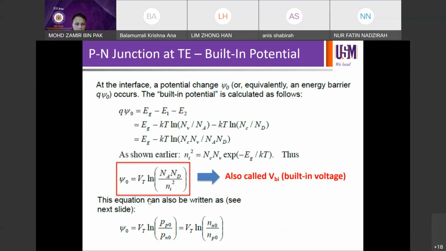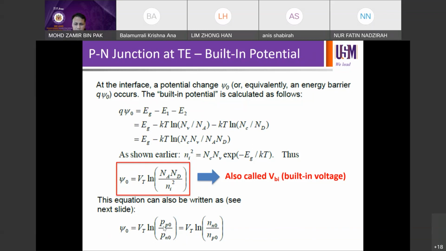Thermal voltage ln NA, you can replace that by Pp naught. Okay, NA is Pp naught, and ND over ni squared is essentially 1 over Pn naught, or you can just write Pn naught down there. So therefore, you're going to get VT ln Pp naught over Pn naught, right? Majority carriers in the P-type over minority carriers in the N-type, right? Minority carriers. Remember the three things that you have to mention.